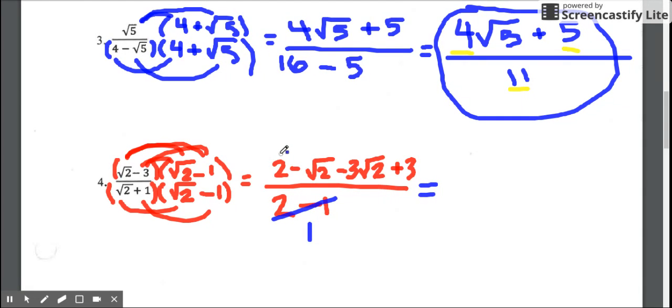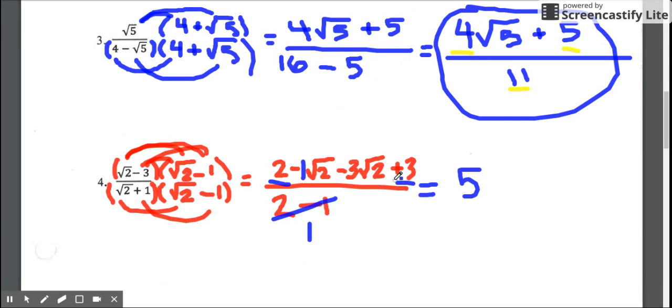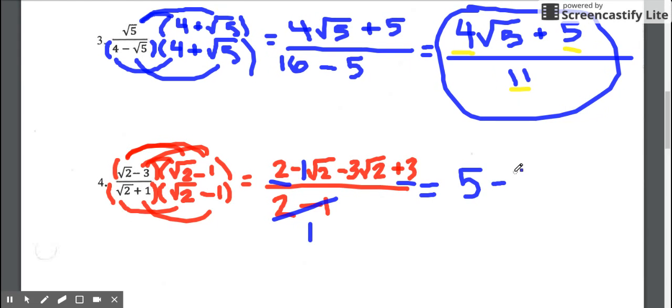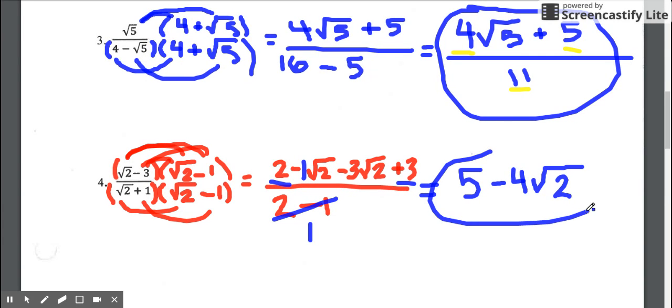Now we need to combine like terms. 2 plus 3, that's 5. And then I have negative 1 root 2 minus 3 more root 2's. Remember that those root 2's are like items. We have negative 1 root 2's, and we're subtracting 3 more root 2's, which makes a total of negative 4 root 2's. I'm looking at this, seeing if I can simplify any of my roots anymore, and I can't. So this is my final answer, 5 minus 4 root 2.